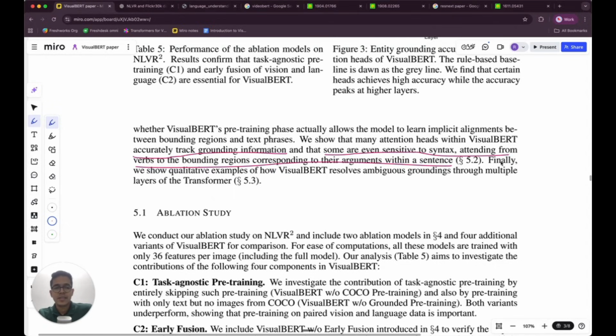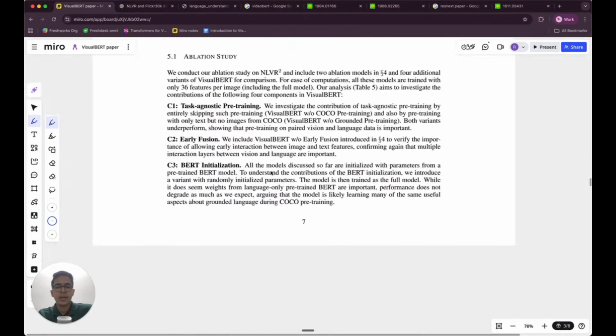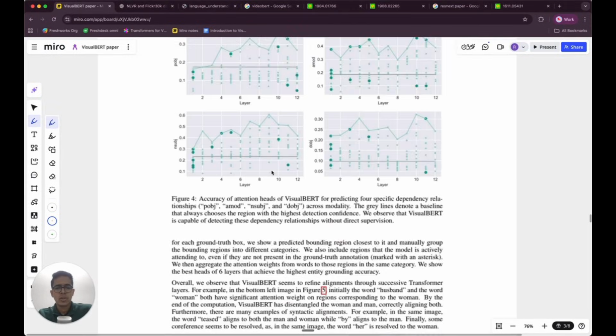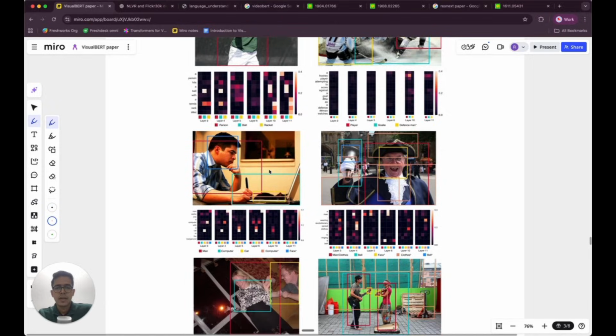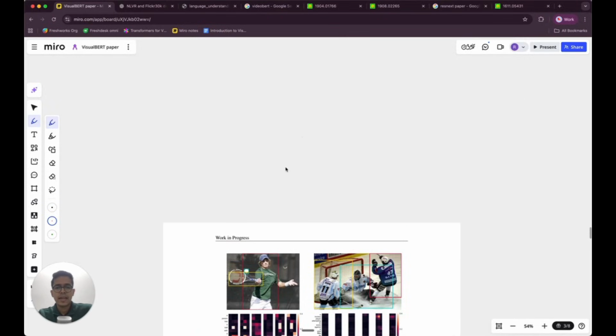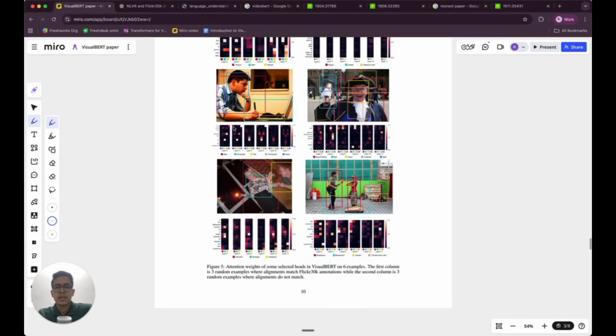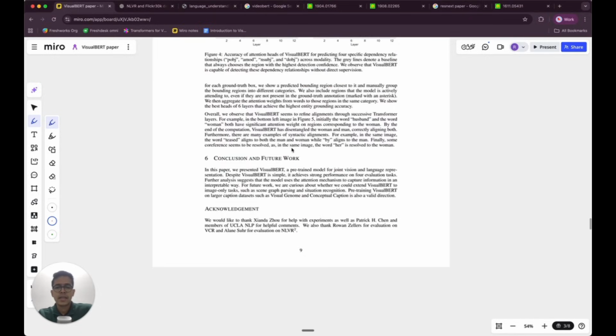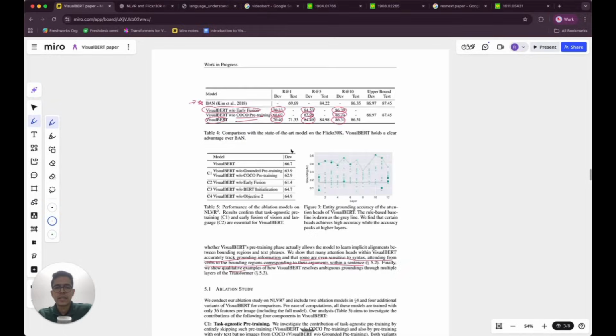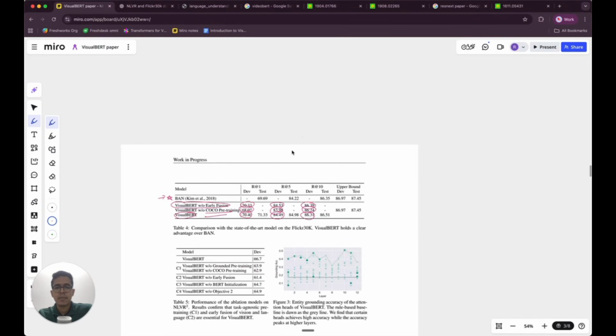I want to see this result actually. Finally, we show qualitative examples of how VisualBERT resolves ambiguous groundings through multiple layers of transformers. So these qualitative examples probably have some images shown in the, I think, 10th page or something. I think this one. So maybe they are referring to this. I'll come to this. Maybe these are the qualitative examples. Anyways, let's go back and come to this section separately.